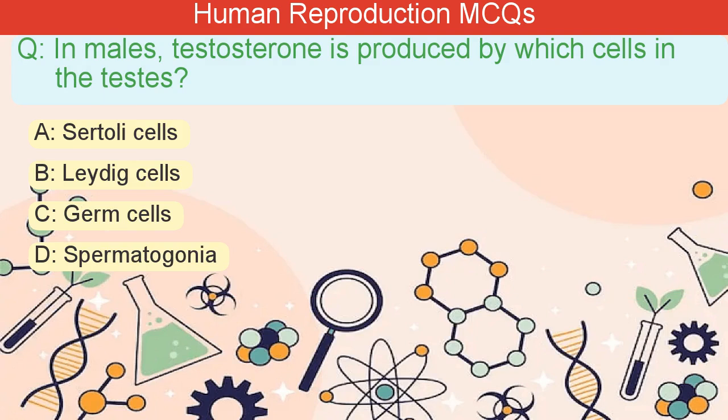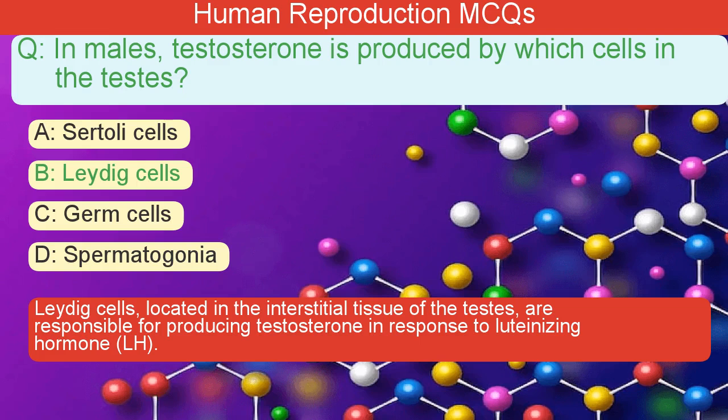In males, testosterone is produced by which cells in the testes? A. Sertoli cells. B. Leydig cells. C. Germ cells. D. Spermatogonia. The correct answer is B. Leydig cells, located in the interstitial tissue of the testes, are responsible for producing testosterone in response to luteinizing hormone, LH.